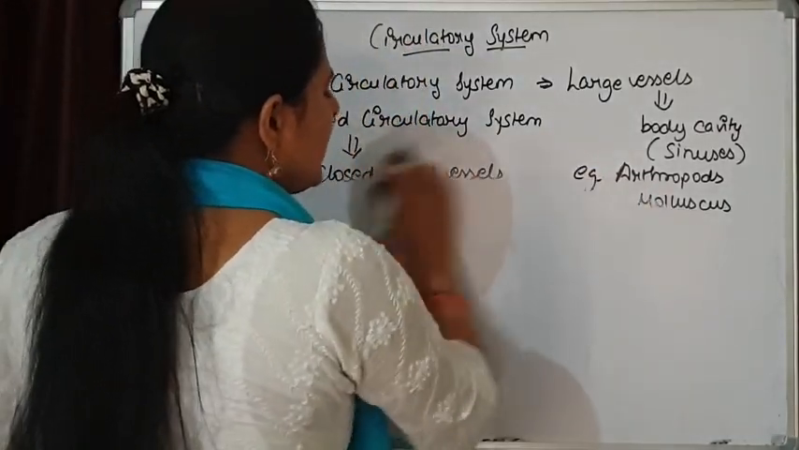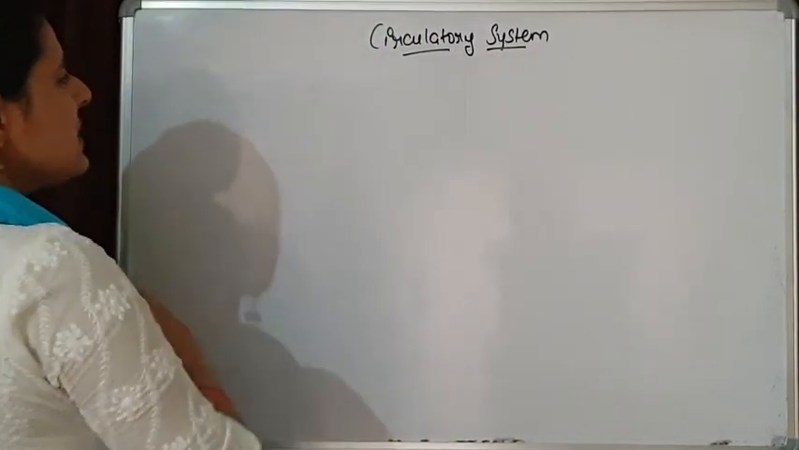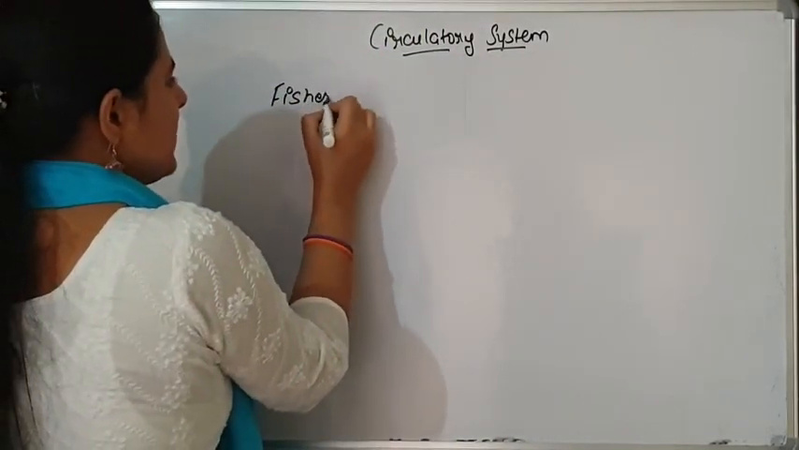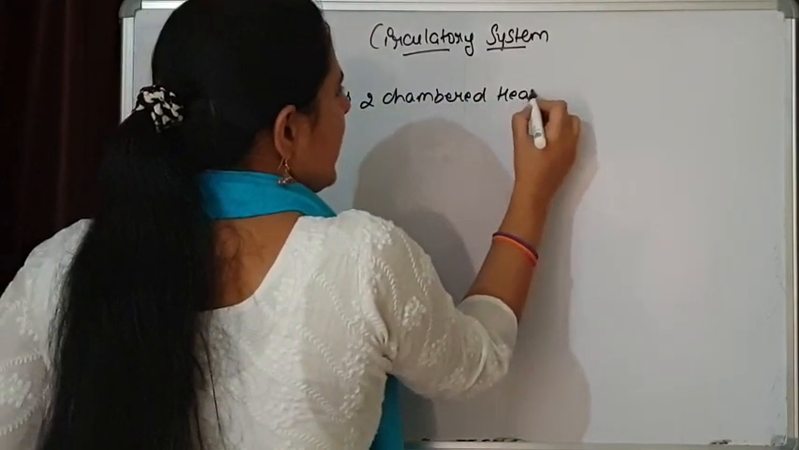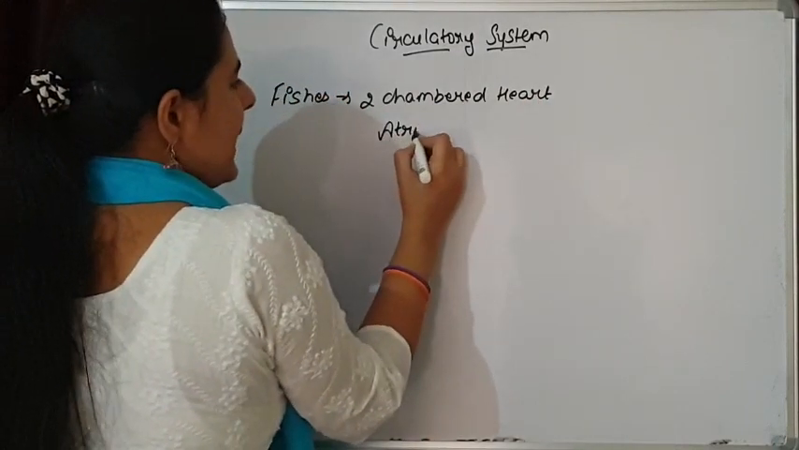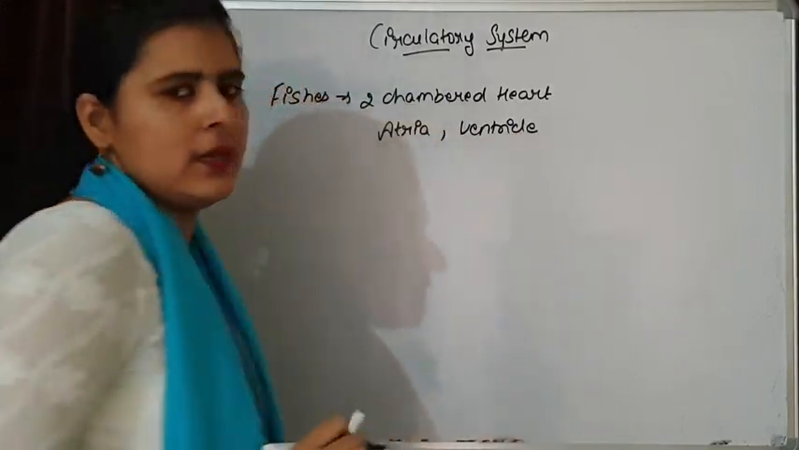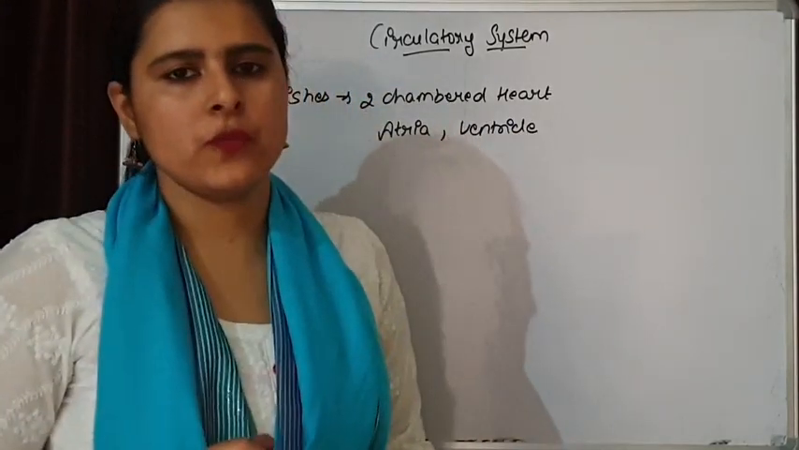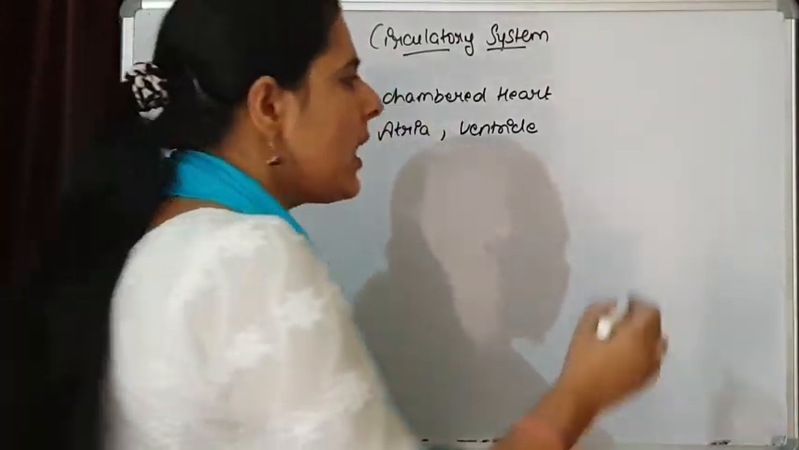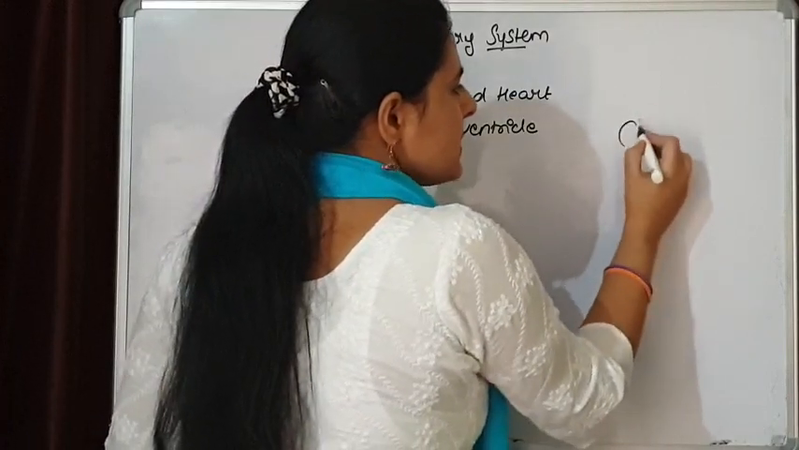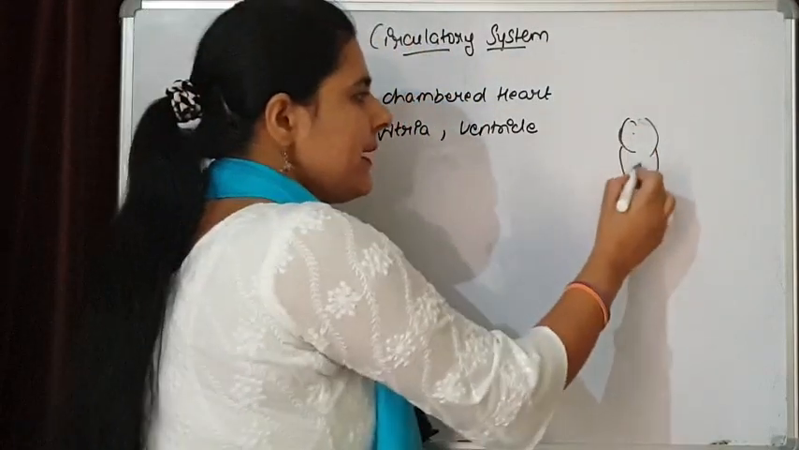How? We can take some of the examples, like if we talk about fishes. Fishes are having two-chambered heart. In fishes, two-chambered heart is present. Two-chambered simply means one atria is there and one ventricle is there. These are the two chambers of the heart of fish. Now what happens in fish? This is an auricle and this is a ventricle. One chamber and second chamber.